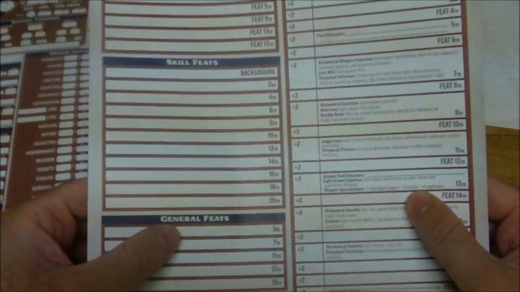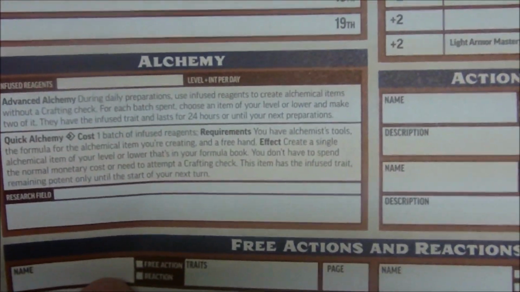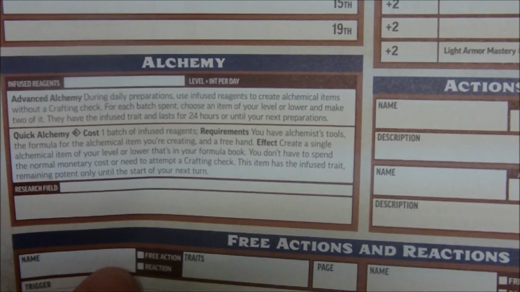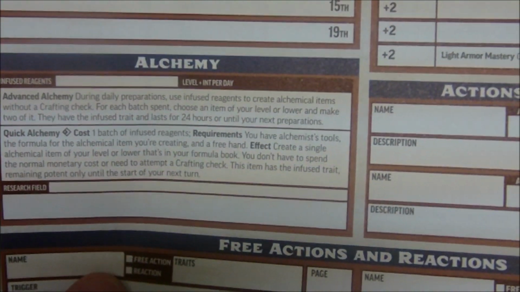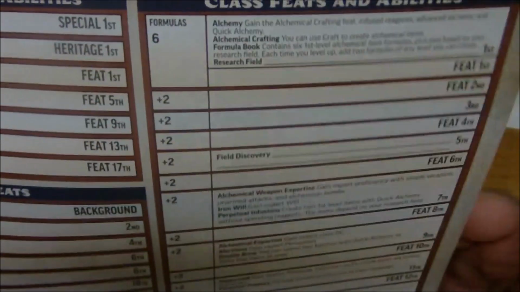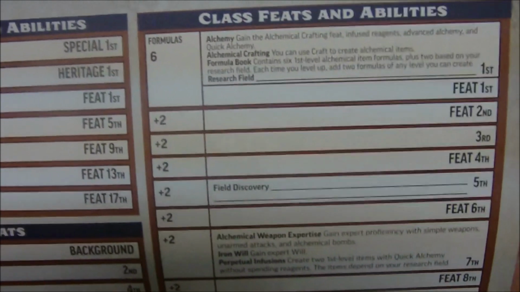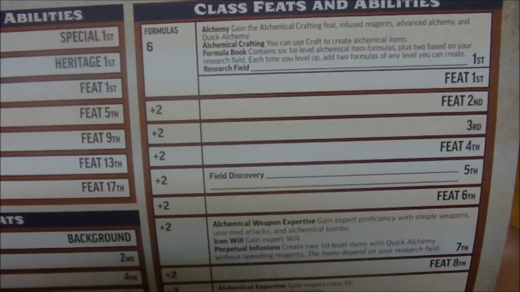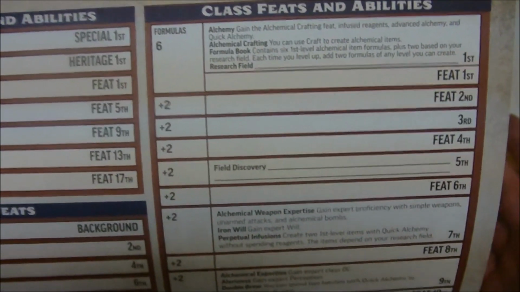And then on the back of the sheet, you've got a section for all of your feats, but it fills in things like your alchemy ability. So it fills that in completely for you, so you have the description of how that works right at your fingertips. And then for your class features and abilities, it gives you all of the features that all alchemists would gain.